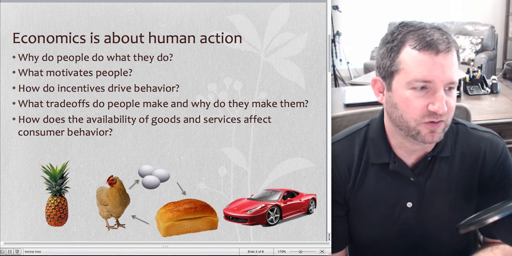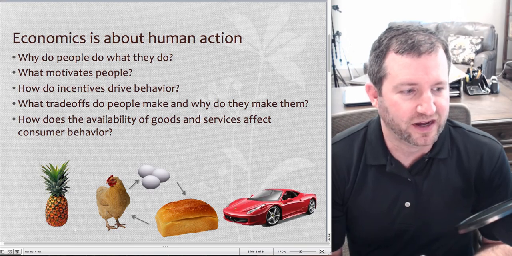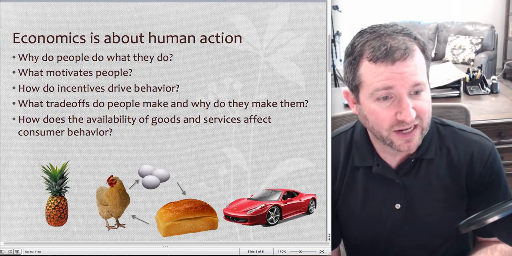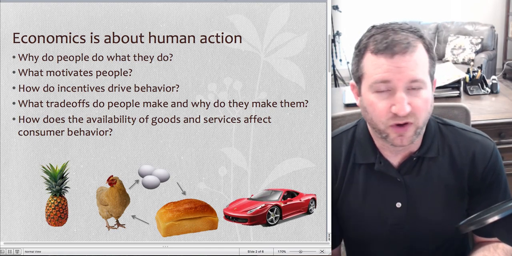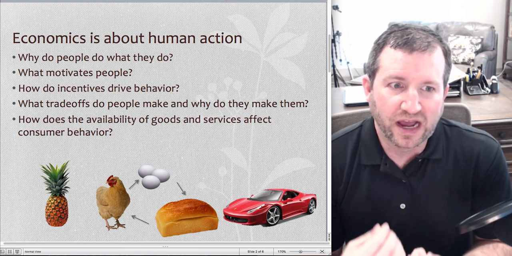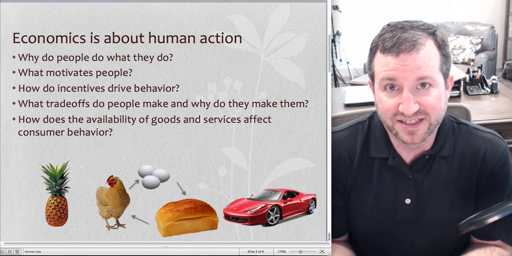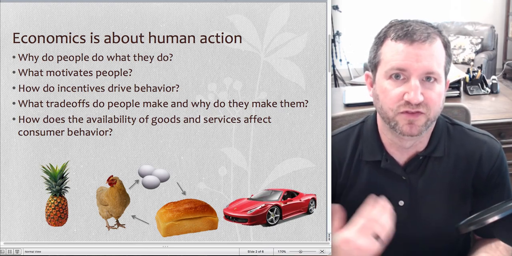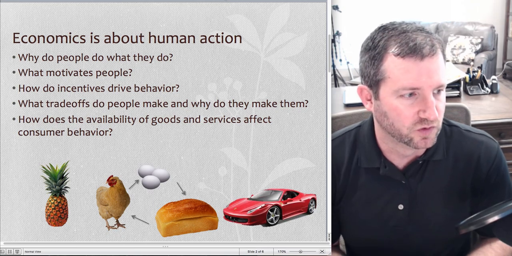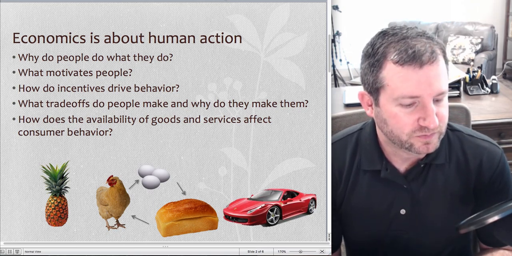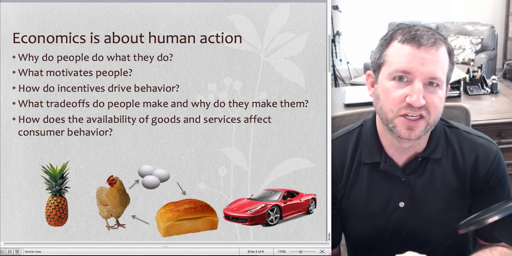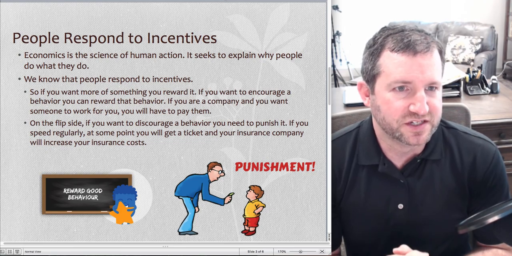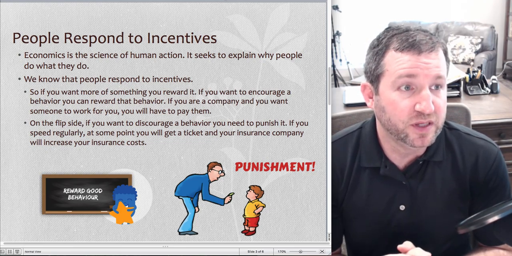I'm hearkening back with these pictures to some of the things we talked about in previous videos: how one person might value a pineapple versus another person, how the barter economy works, and how the actions of people in a barter economy are driven by the prevalence of the goods and services they're seeking to trade. And then, of course, the Ferrari, just to say that some things motivate some people and some things don't.